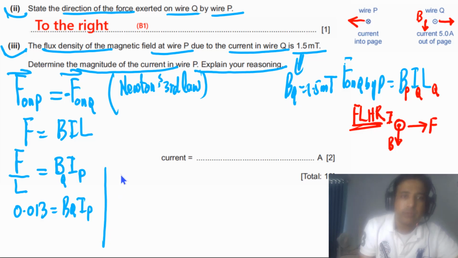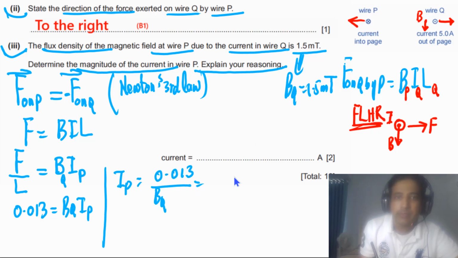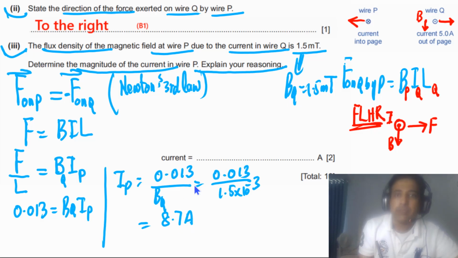For this question we need to calculate the value of IP. So simply this will be equal to 0.013 divided by BQ, the magnetic field due to Q, and that is 1.5 millitesla. So we have 0.013 divided by 1.5 millitesla. If we solve this, we will get our final answer is 8.7 amps. So this is current in wire P. So simply we can say 8.7.